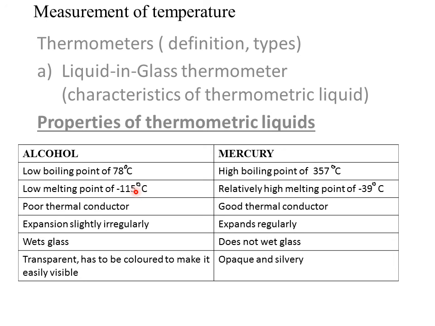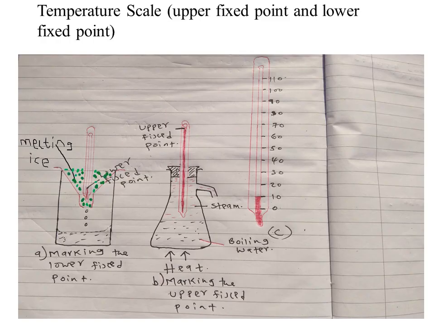Remember, in Arctic regions, you have very low temperatures, actually below 0 degrees Celsius. Then lastly, we can look at the temperature scale, that is the upper fixed point and the lower fixed point.